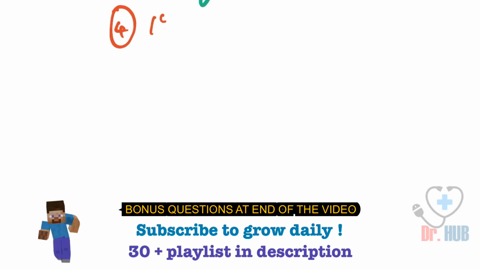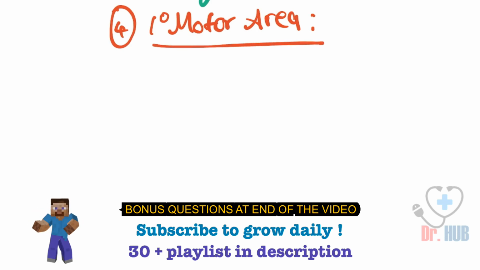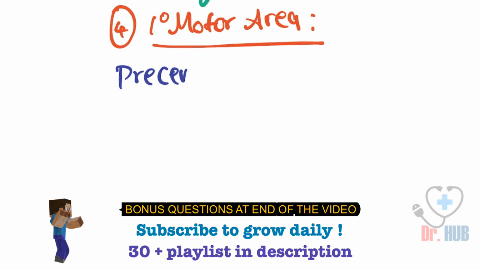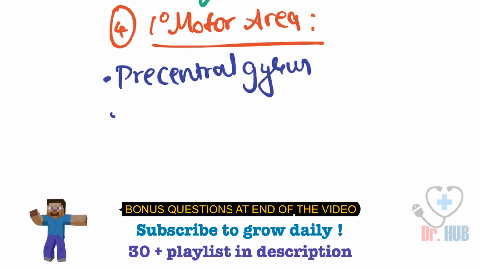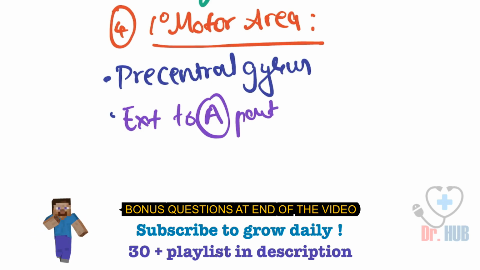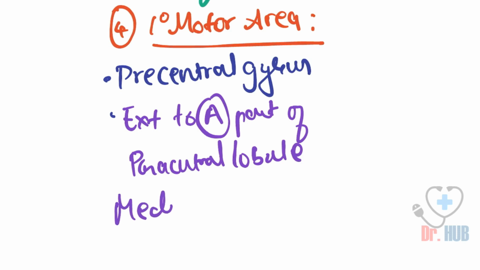Next, we look at area 4. What is area 4 associated with? It is nothing but the primary motor area. What is the speciality of this area? It is the precentral gyrus, and the other thing is that it extends. The previous one was postcentral, this is precentral. So this extends to the anterior part of the paracentral lobule. It is present medially.